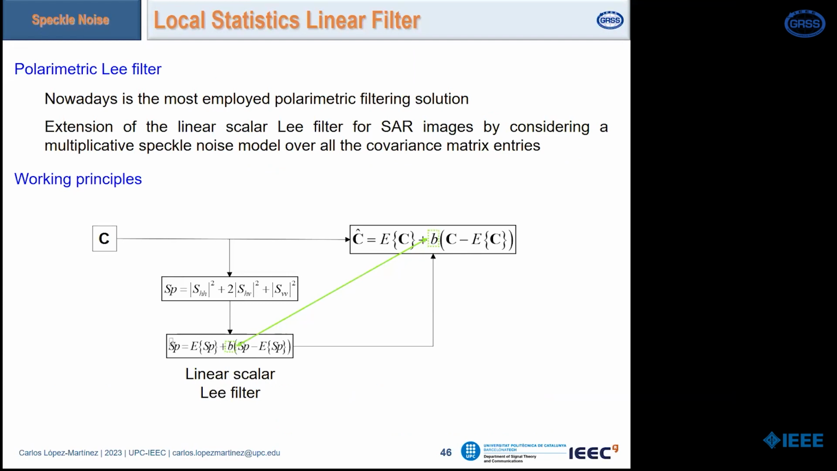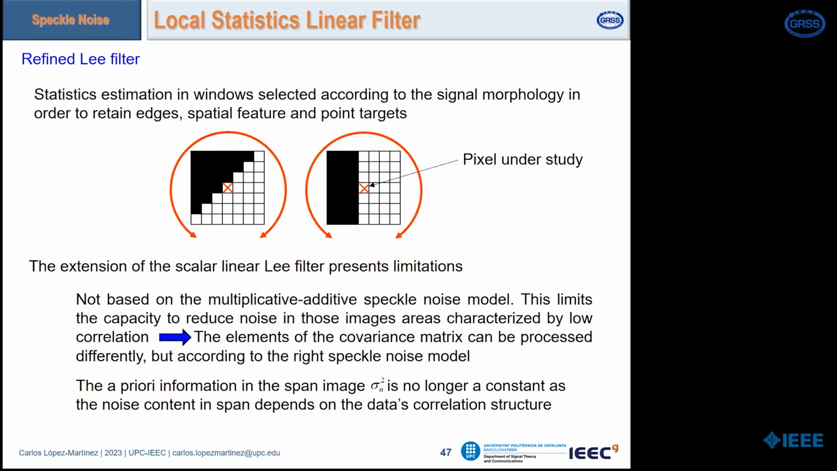You can also extend that filter to the case of polarimetry. You no longer estimate one variable, you estimate a matrix. There are different policies to adapt. Details are not interesting. The point is that the filter is able to adapt to the heterogeneity of the data.